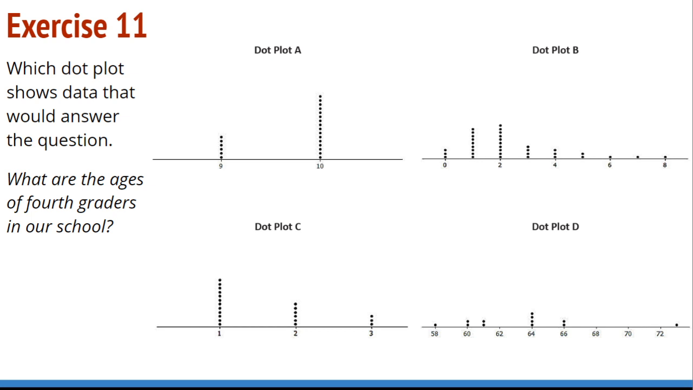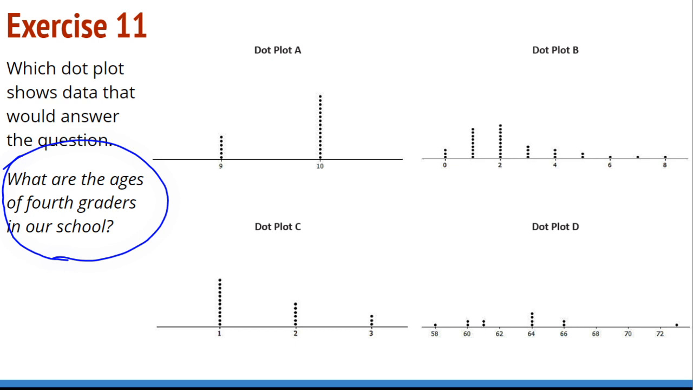So taking a look, we're back on exercise 11 here. We've got a situation, and we are answering the question, which dot plot goes with the data that would answer this question? So if we were to ask, what are the ages of 4th graders in our school, which dot plot would give the answer to that question?